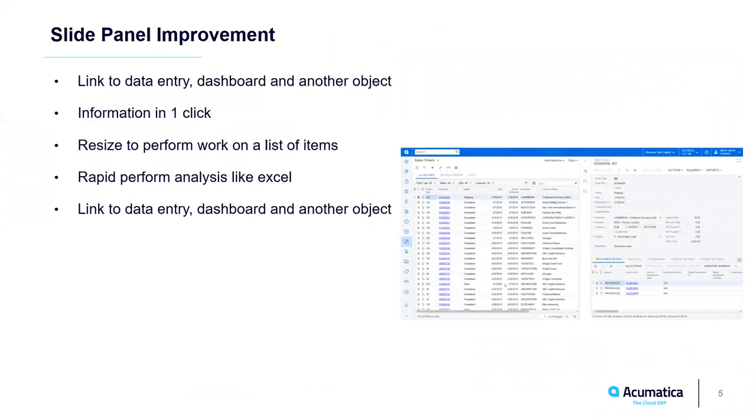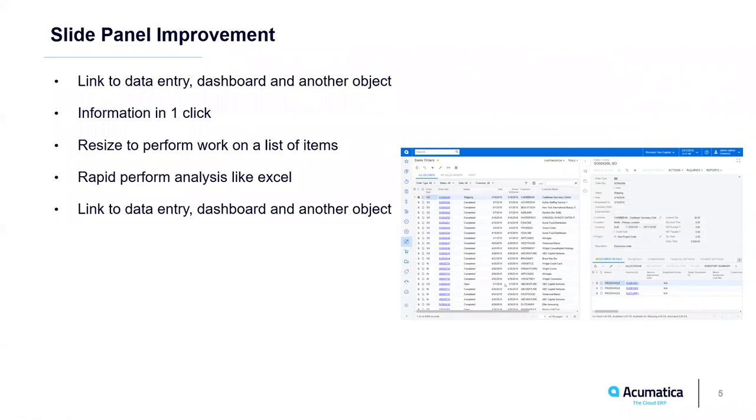The next thing is about the side panel improvement. I think all of you may know about this. We already introduced this kind of function in 2018 R2, but in this version we made some enhancements, and you can see here this is the slide panel improvement. You can have the information with one click. You can resize it, perform work on the list item, and also export and do analysis based on the generic inquiries.